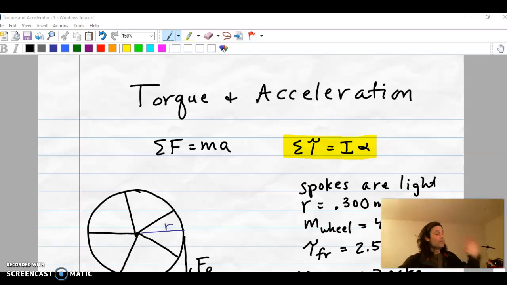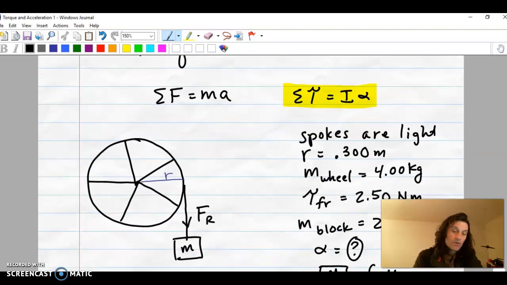Now Newton's second law is F equals ma. You all know that. That's easy. The rotational equivalent of that is the sum of the torques equals I alpha, okay? And so this drawing right here is what I was just showing you.